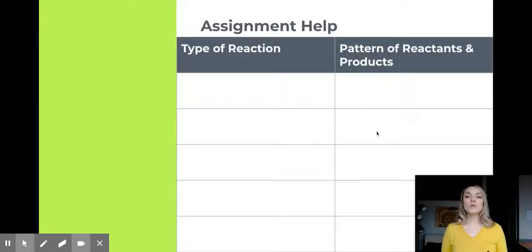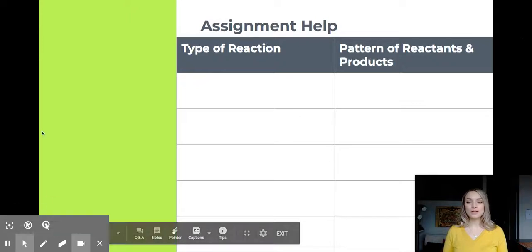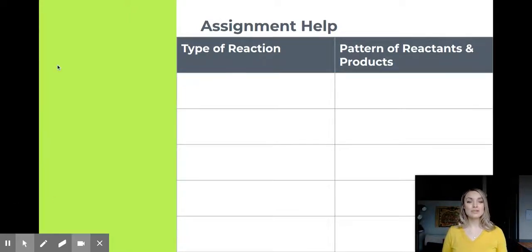All right, I wanted to go through a little bit of the assignment because I want to make sure that we are all doing it correctly. So today your assignment is going to look something like this, not exactly like this. This is my version. And what I want you to do is list out the 5 types of reactions, and then describe the pattern of reactants and products that we usually see for that type of reaction.